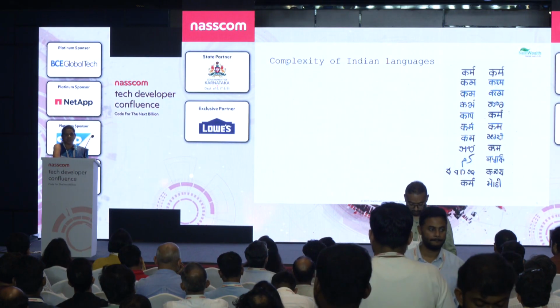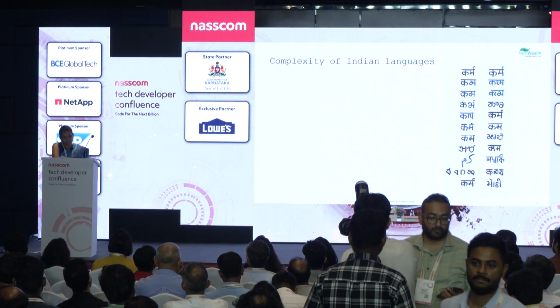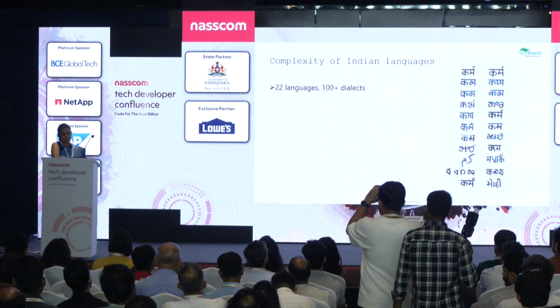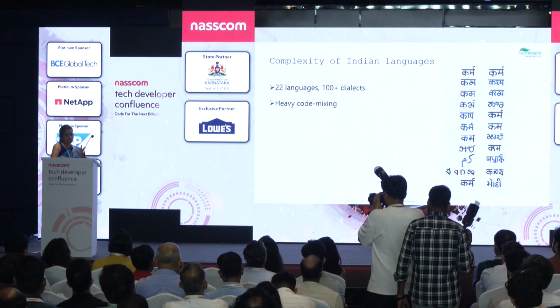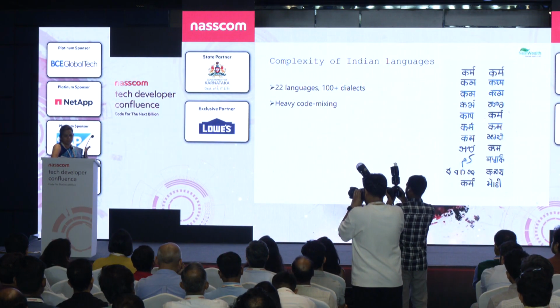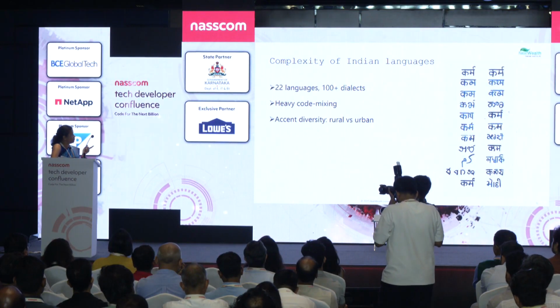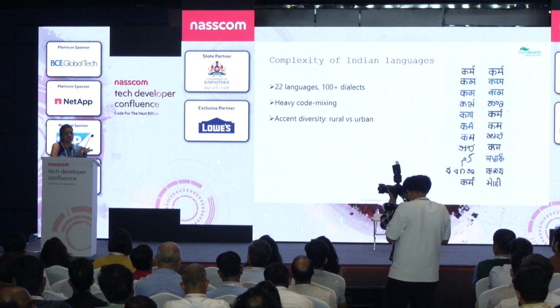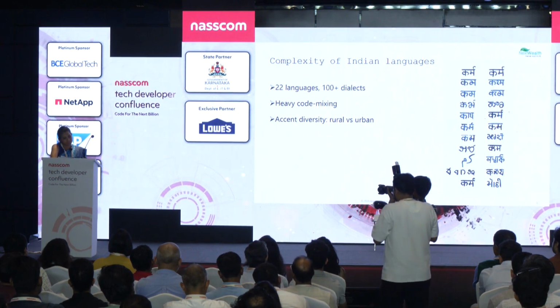We have how many? 22 plus official languages, over 100 dialects, right? And a lot of code mixing is happening, right? English plus Hindi, Telugu plus English, Tamil and English. Accent shift, not just state by state, but we also see rural versus urban differentiation in accents.